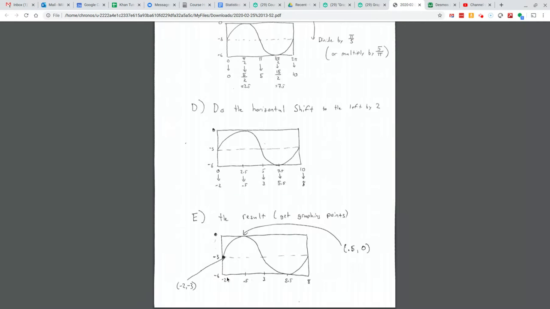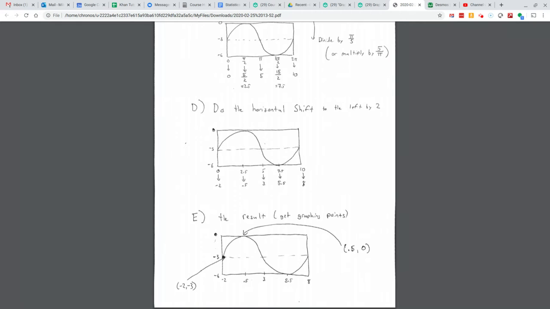So this point right here has an x value of negative 2 and a y value of negative 3. So that's negative 2, negative 3. That's where I'd put my first dot. And then this maximum point here has an x value of 0.5 and a y value of 0. Okay? And so that's what I would put in my grapher.